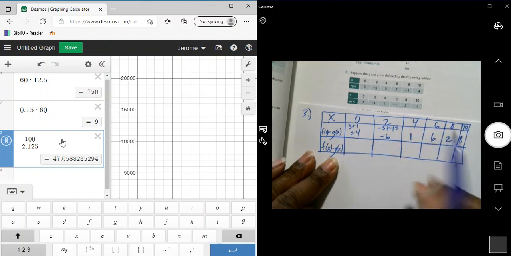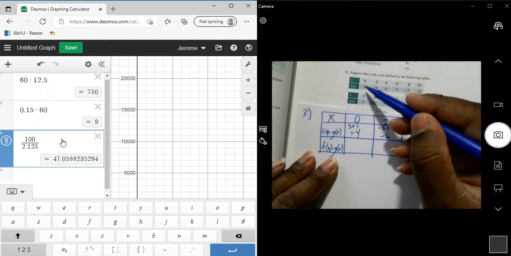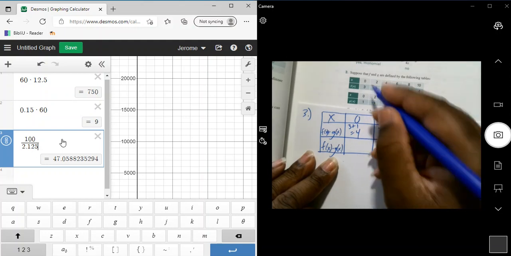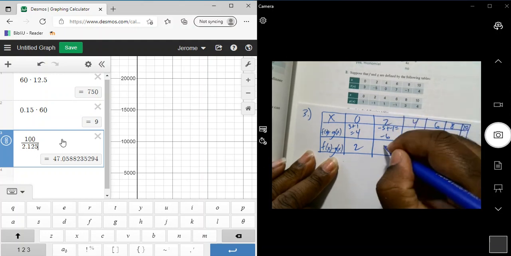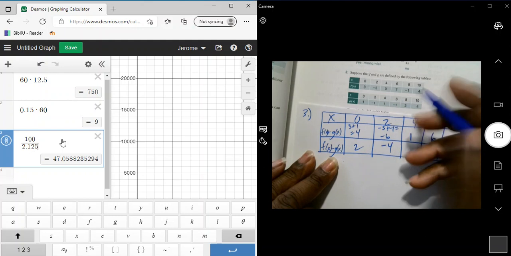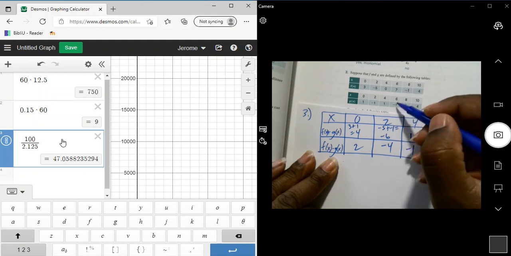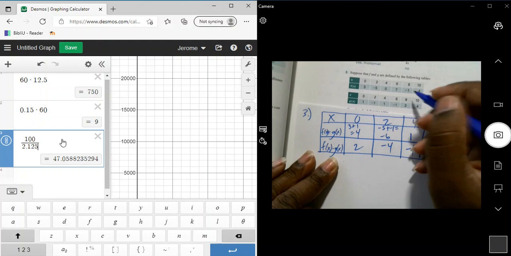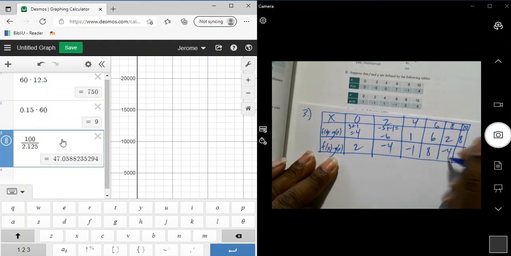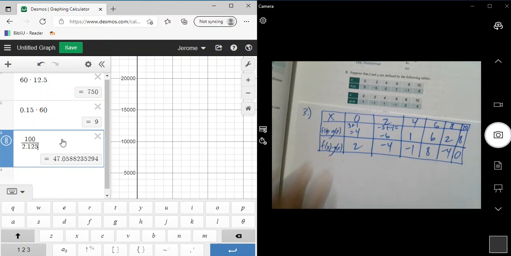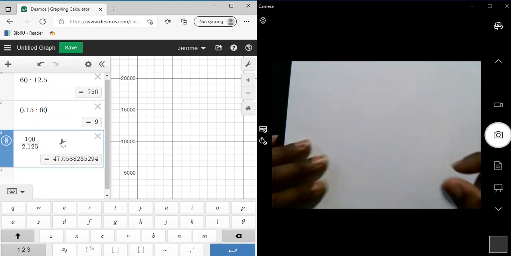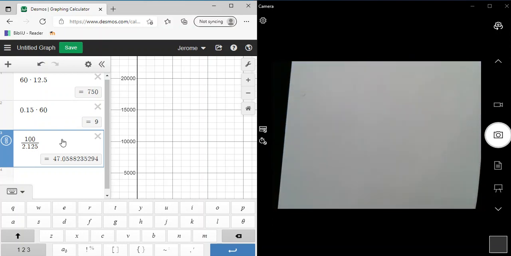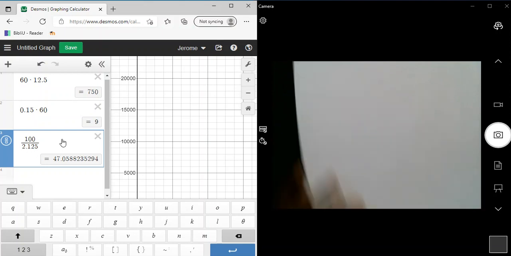Now we come here, f of x minus g of x. F of x minus g of x, 3 minus 1 is 2. Negative 5 minus 1 will give us negative 4. 0 minus 1 is negative 1. 7 minus a negative 1 is 8. Negative 1 minus 3 is negative 4. And 4 minus 4 is 0. So that's how we would fill in the table. All right, that was number 3.